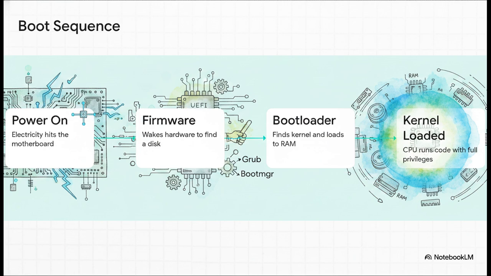Waking up is basically this incredibly precise relay race. Step 1, power flows. Step 2, the primitive firmware wakes up. This is your UEFI or the old-school BIOS. Its only job is to turn on just enough hardware to find a disk and hand the baton over to Step 3, the bootloader. If you're on Linux, that's GRUB. On Windows, it's bootmgr. The bootloader is incredibly single-minded. It just searches the disk for the core of the operating system, called the kernel, loads it straight into RAM, and boom! Step 4, handoff complete.